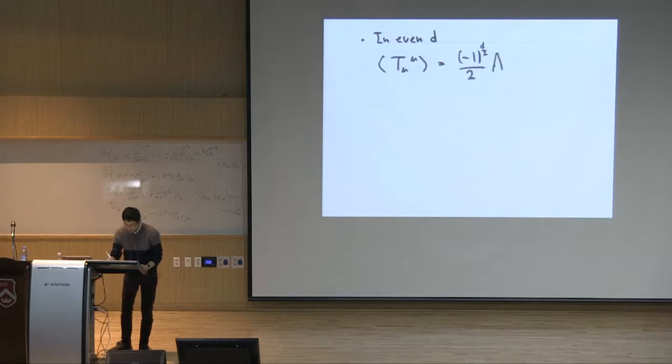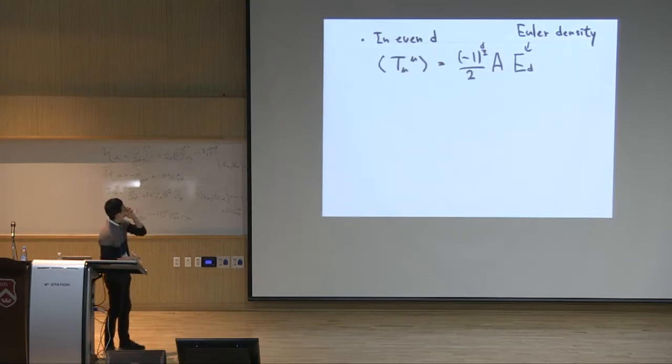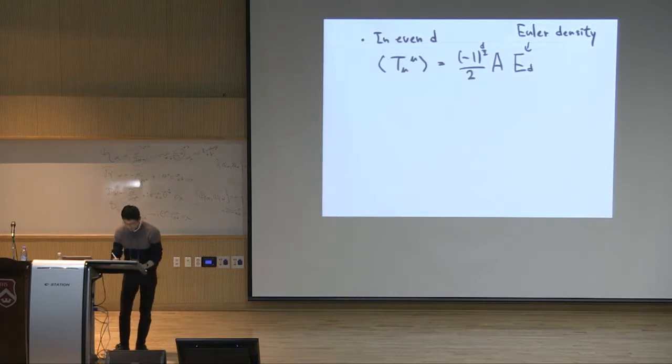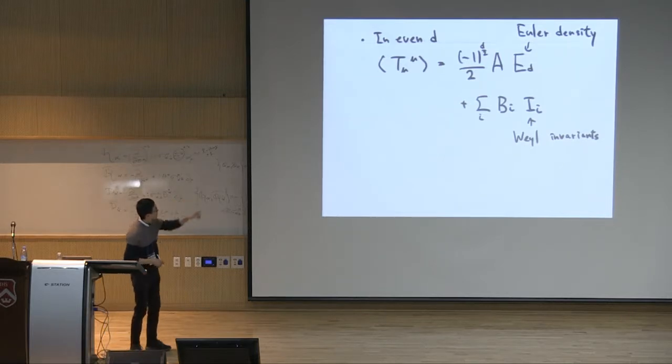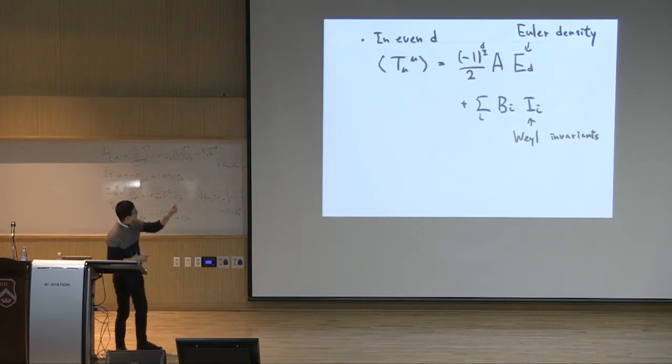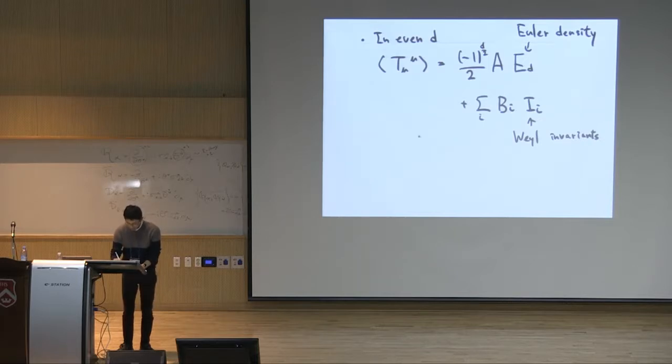there are two terms. One is proportional to the Euler density. Their coefficient is usually denoted by A. This is the A central charge, and there are many B-type central charges. The others are the coefficients of so-called Weyl invariants. Depending on the dimensionality, you have many Weyl invariants. In two dimensions there are no Weyl invariants, but in four dimensions you have only one Weyl invariant. If you go to six dimensions, there are three Weyl invariants. So depending on the dimensionality, the number of B-type anomalies varies, but there is only one A anomaly. So A and B are central charges.